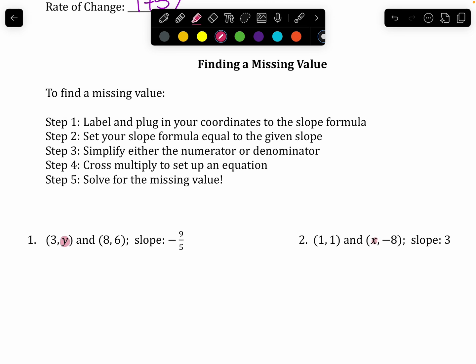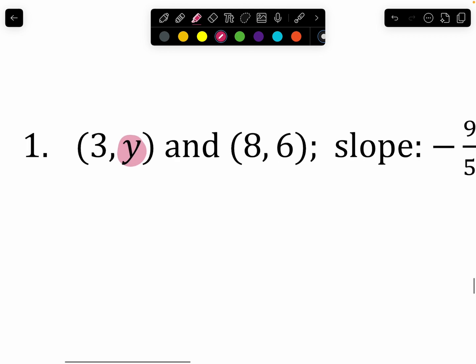If you look at both of these answers down here, notice that one of the coordinates is missing something. Normally I give you 2 coordinates and I say find the slope. This time I'm giving you 2 coordinates. One of them is missing something, but I'm also giving you the slope. So we're kind of having to work backwards. We're solving an equation, if you will. The way that we do this is we are going to use our slope formula.